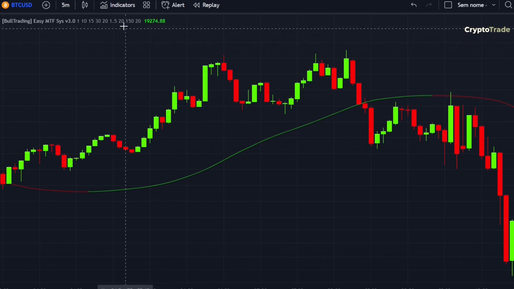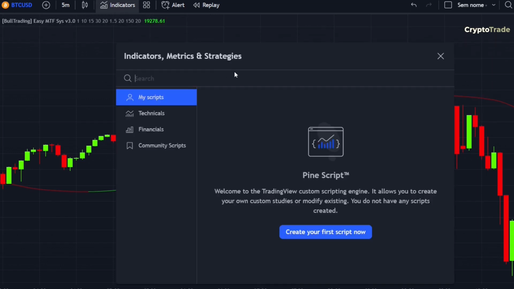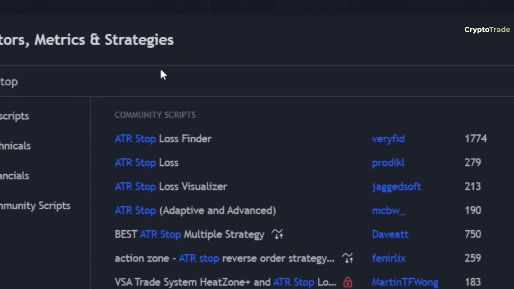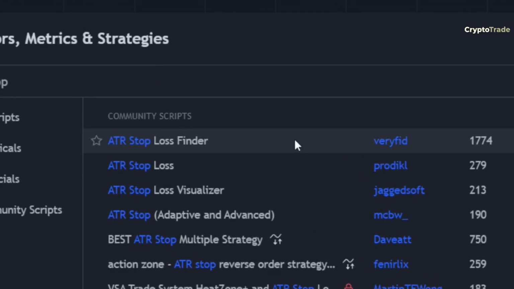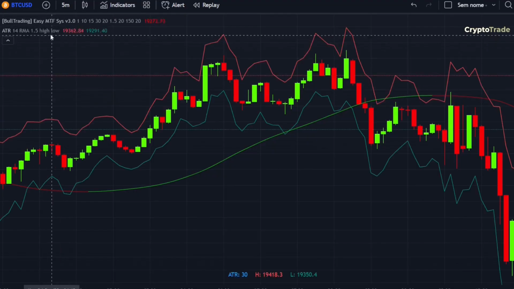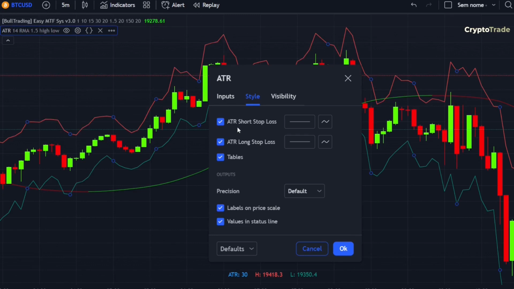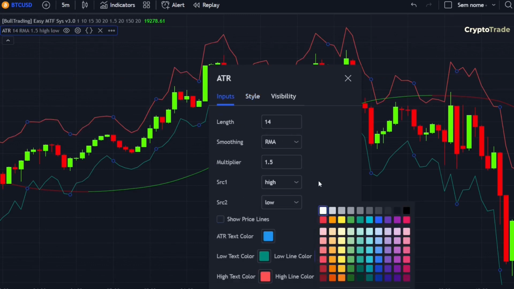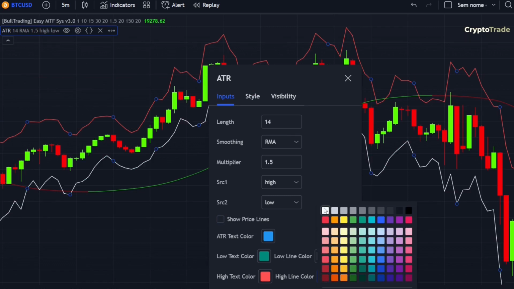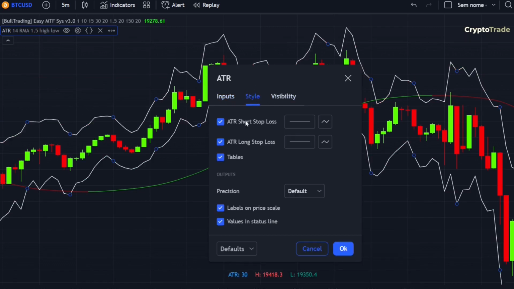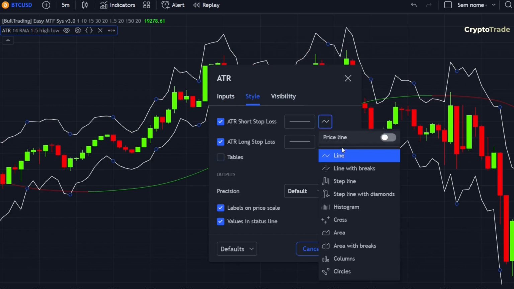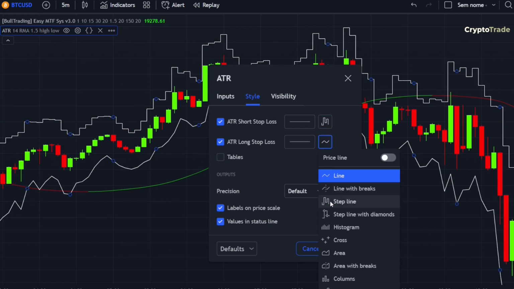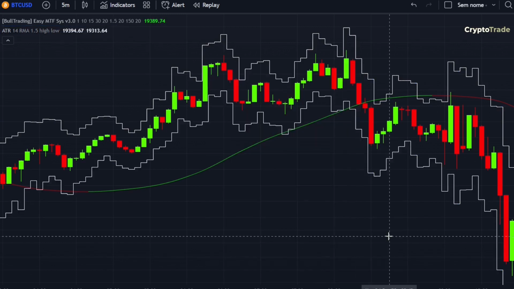To add the second indicator to the chart, open the indicator search bar in TradingView and type ATR Stop Loss Finder. Select the indicator, as shown in the video. Click on Settings and in Inputs tab, unselect Show Price Lines checkbox. Change low line color and high line color to white. In Style tab, unselect Tables checkbox. Change ATR Short Stop Loss from line to step line. Do the same thing to ATR Long Stop Loss.